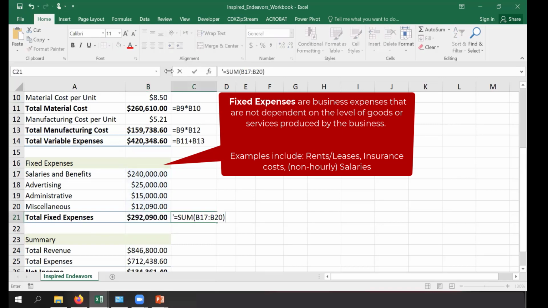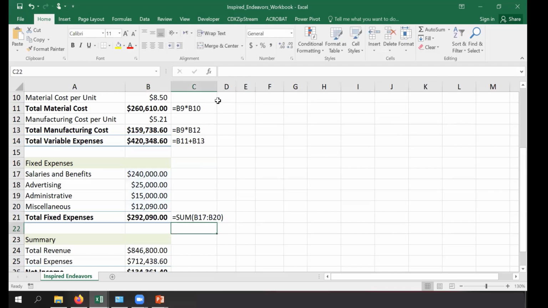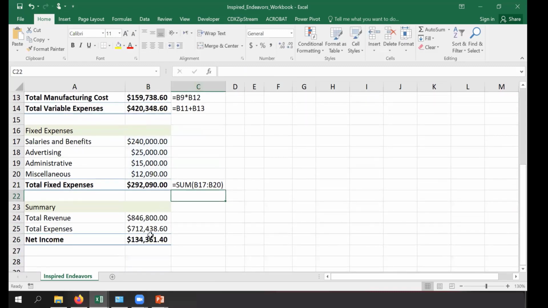They're fixed by nature. Now that we have calculated our variable and our fixed expenses, we get to our net income, or net profit. And this is going to be our revenues less our total expenses.